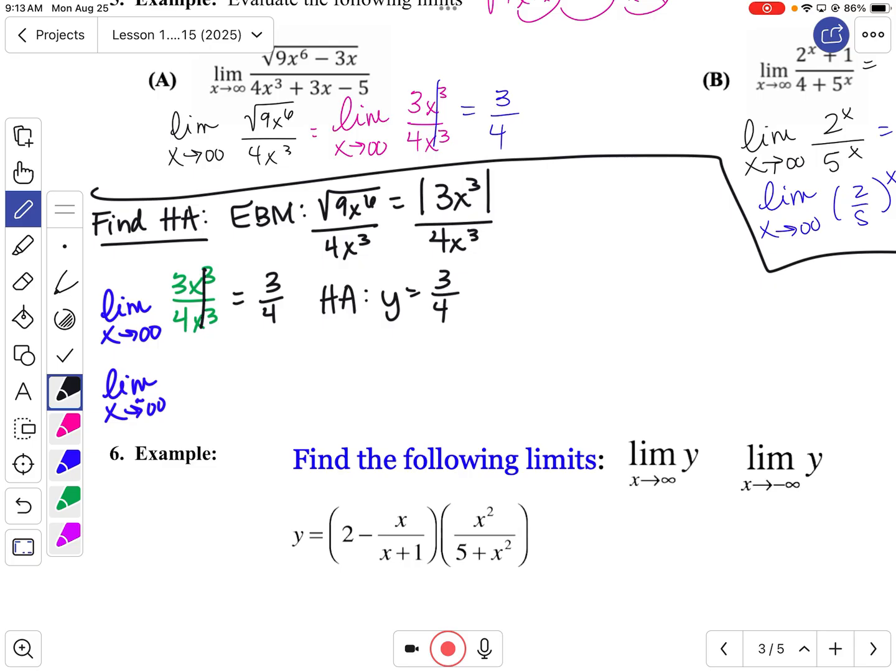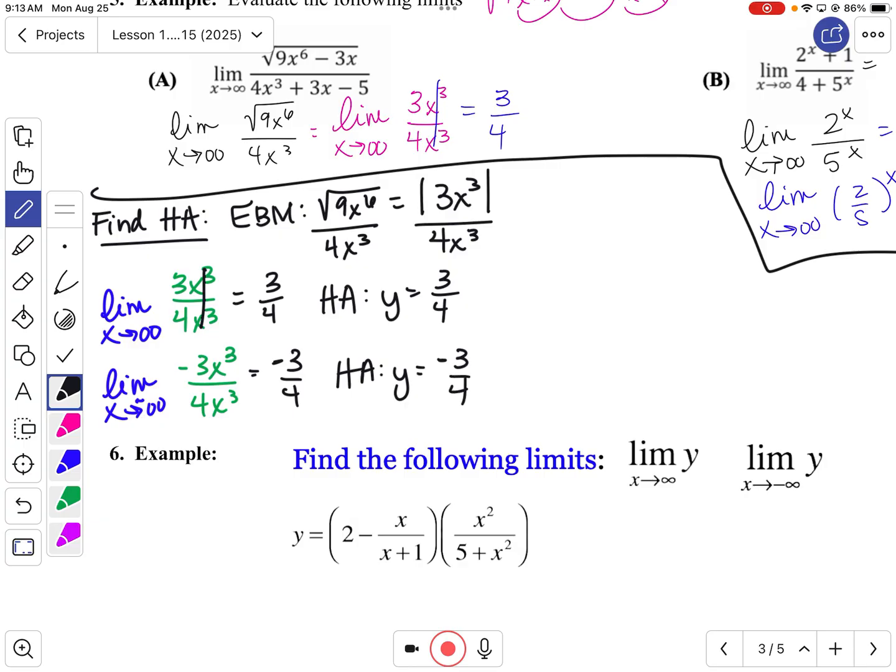Any guesses about what's going to happen on the negative side? Yep, because of that piecewise definition of absolute value, we're going to have negative 3x to the third over 4x to the third, which would give me a negative 3/4. So we actually have two horizontal asymptotes in this problem.